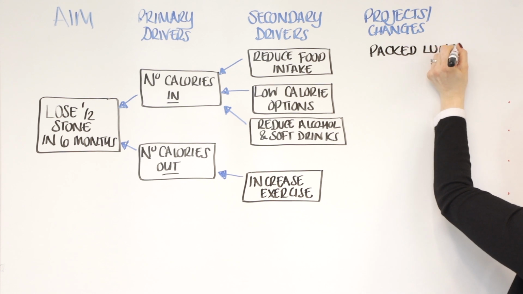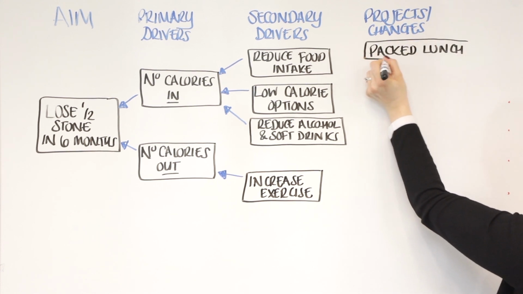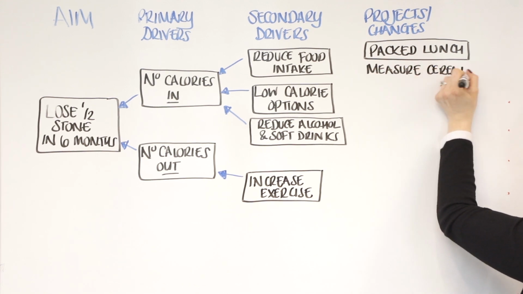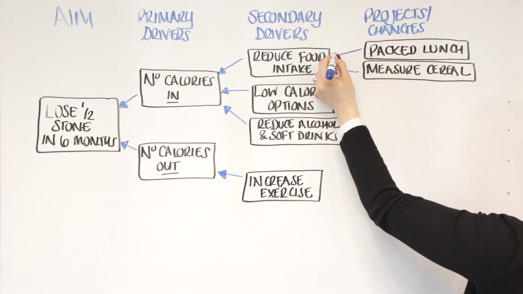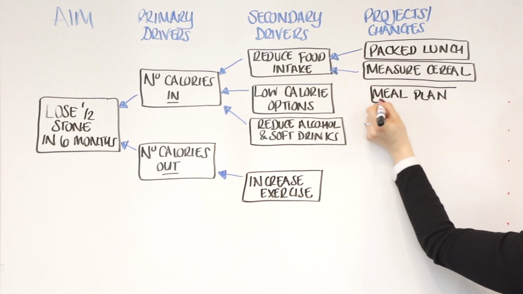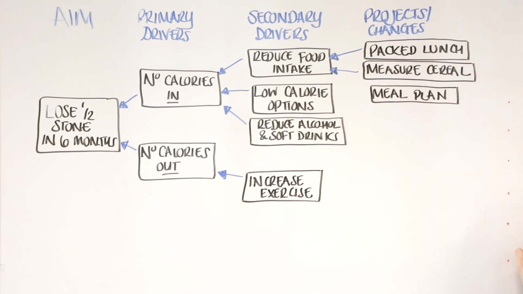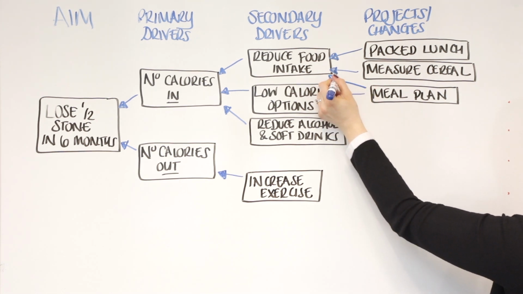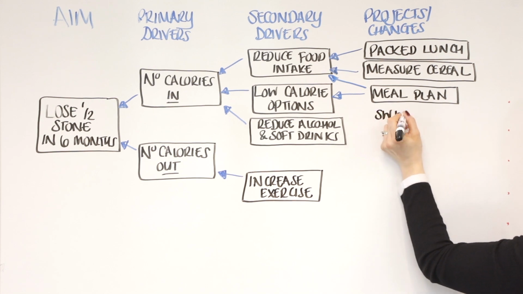So looking at reducing food intake, we could take a packed lunch to work, and we could measure out our breakfast cereal. In replacing food with low-calorie options, we could plan our meals. This would also help with reducing intake, so we can join this project to both of these secondary drivers. We could also switch to light mayo.